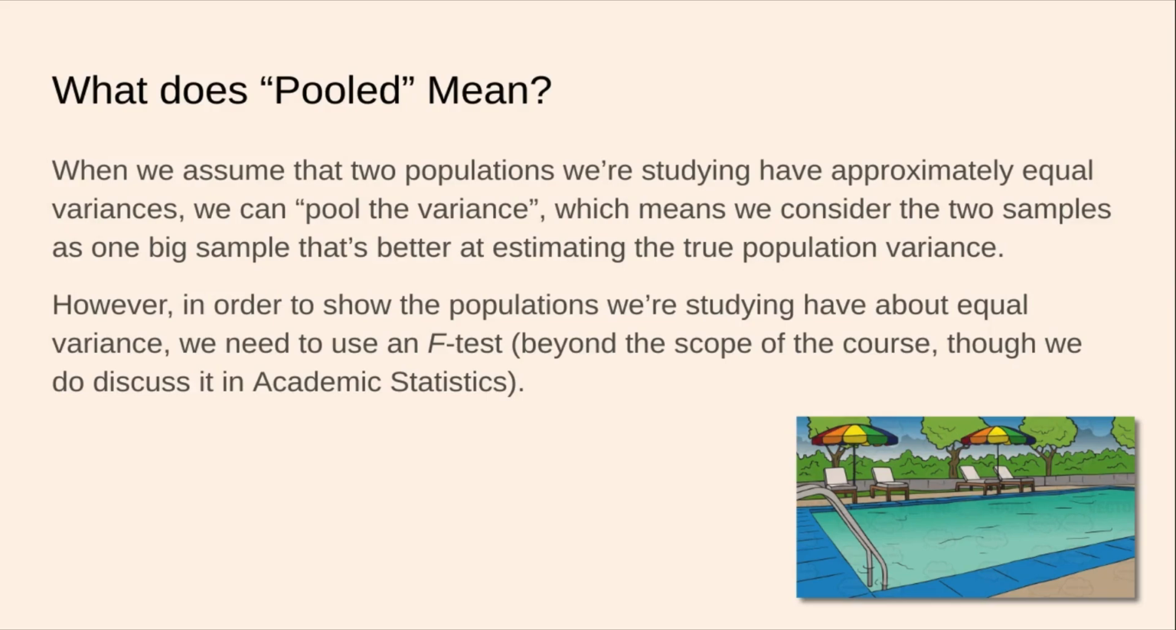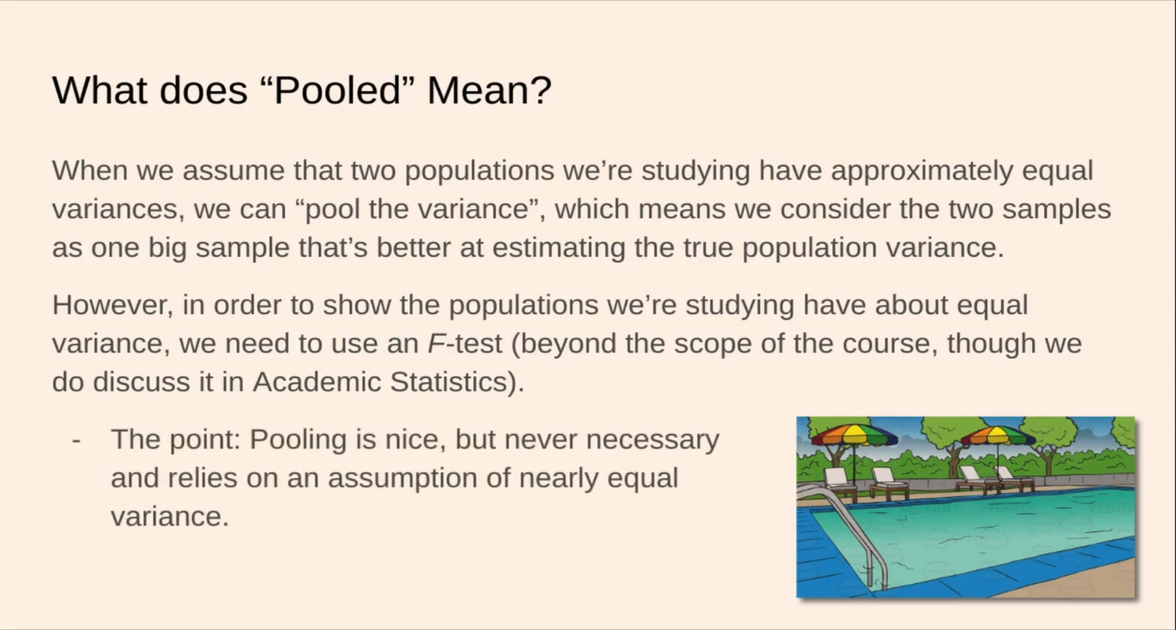That is beyond the scope of the course. We do talk about this in the other statistics course. So once your counterparts get to the section on t-test for a difference of means, t-intervals for a difference of means, you can feel free to chat it up with them and they will give you some insight. Here's the bottom line though. Pooling is nice, it's never necessary. It also relies on an assumption of nearly equal variance between the 2 populations. They need to be equal enough, which we can show with an F-test, but that's beyond the scope of the course, so you don't need to worry about that.